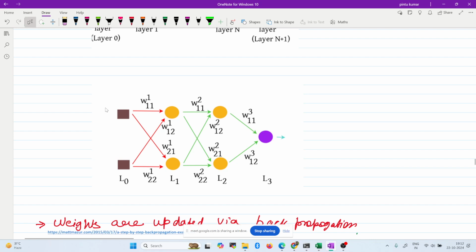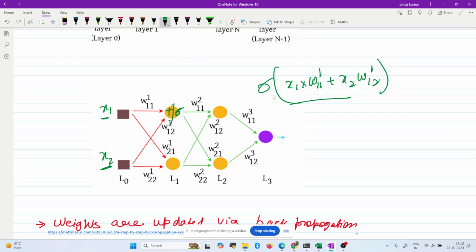So let's say x1 and x2 are your input. So what would happen? In order to reach over here, it will again have two operations, plus and sigmoid. Okay. So what will the plus operation do? The plus operation will do x1 multiplied by w111 plus x2 multiplied by w121. Okay. And then this would be passed via some nonlinear activation function to obtain the result. Similarly, you can obtain the output for this. Let's say we call this O1, we call this O2.